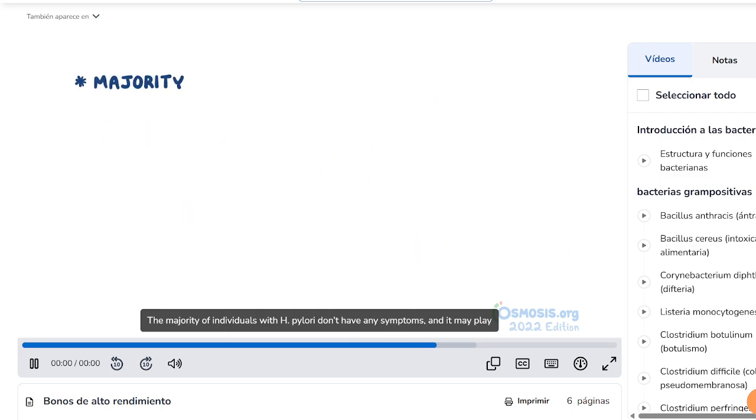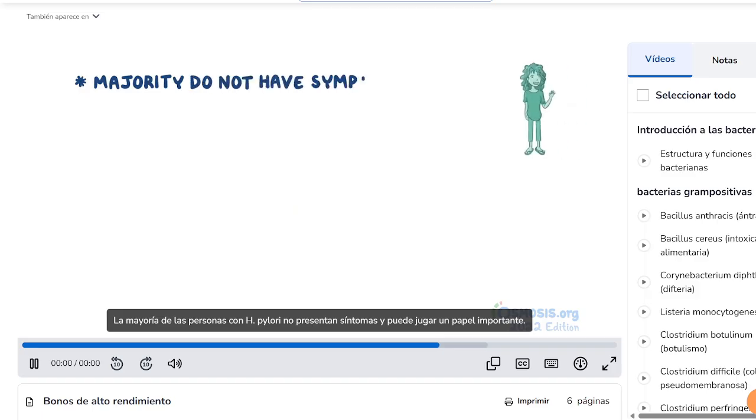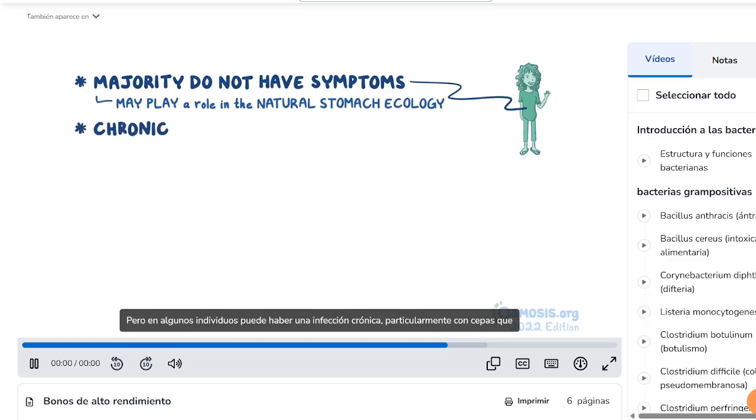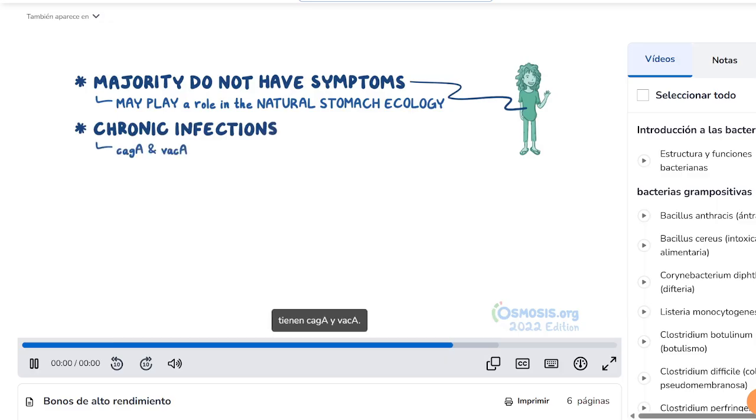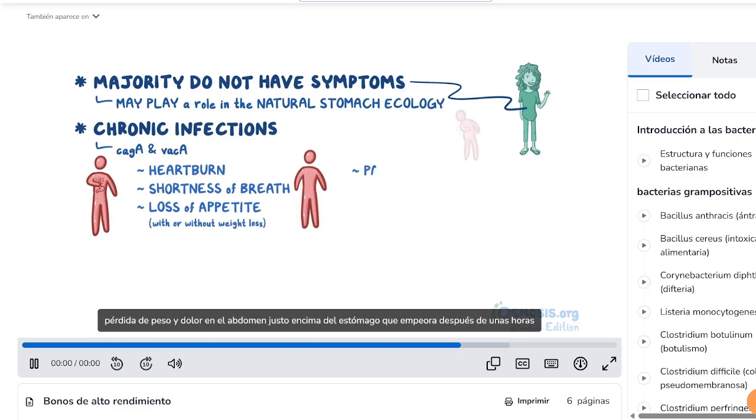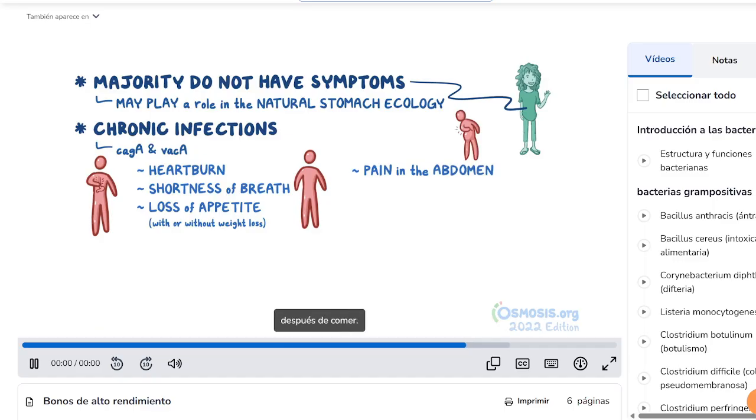The majority of individuals with H. pylori don't have any symptoms, and it may play an important role in the natural stomach ecology. But in some individuals, there can be chronic infection, particularly with strains that have CAG-A or VAC-A. That can cause symptoms like heartburn, shortness of breath, and loss of appetite with or without weight loss, and pain in the abdomen just above the stomach that worsens a few hours after eating.